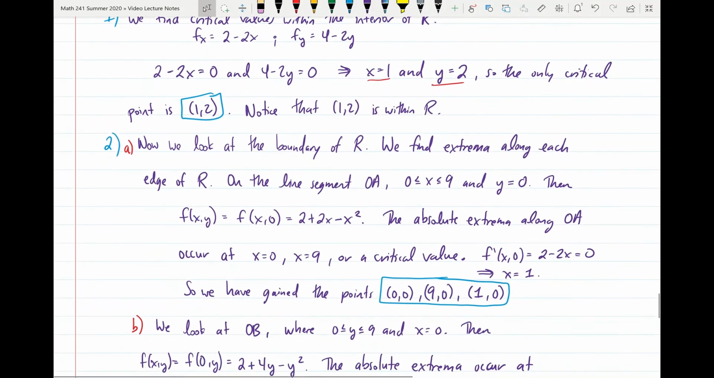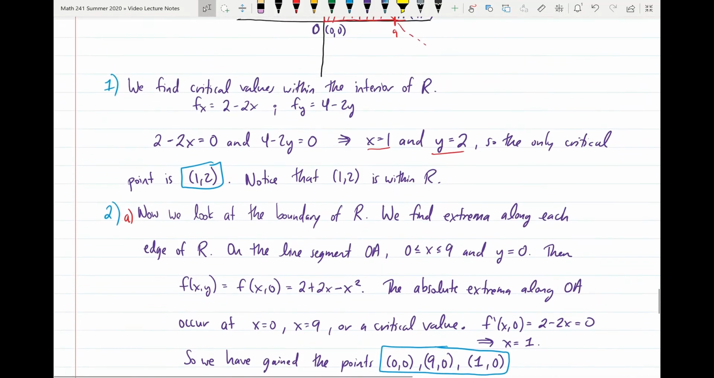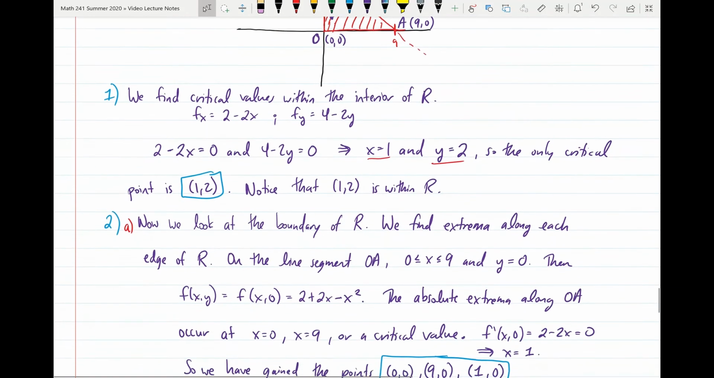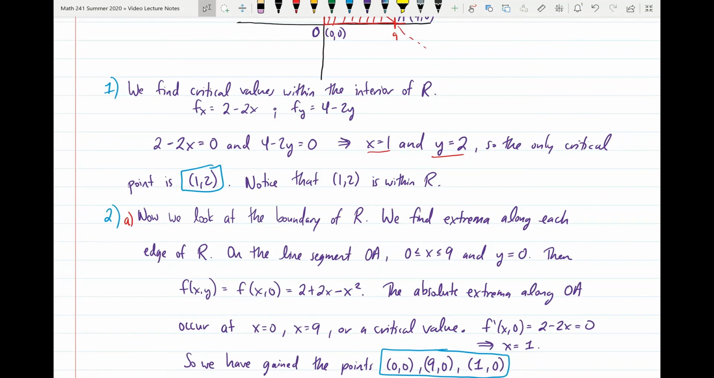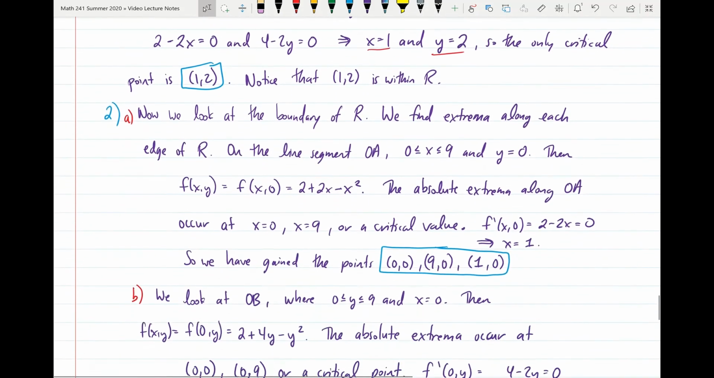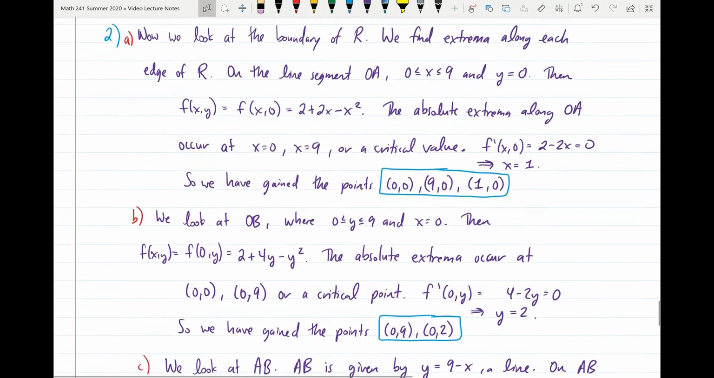And now the second step, which is much more involved and unique to these kinds of problems in higher dimensions than we saw in Calc 1. Now we're going to look specifically at the boundary of our region R, and we're going to find extrema along each edge of R. Notice that R is a triangle. We can split it up into 3 different edges, which is why I split part 2 up into 3 different parts, A, B, and C, where we're going to consider each edge one at a time.